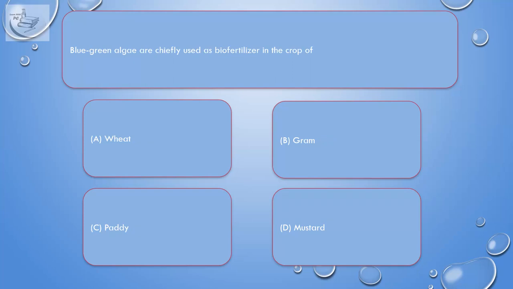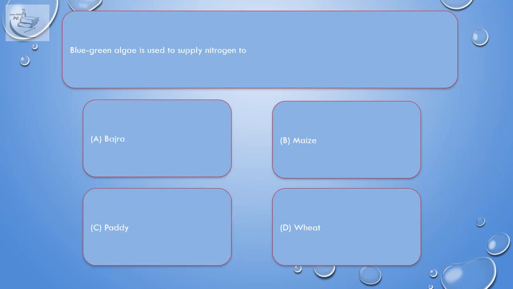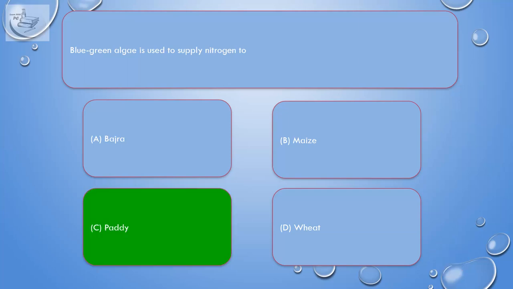Question: blue-green algae are chiefly used as biofertilizer in the crop of A. Wheat. B. Gram. C. Paddy. D. Mustard. Correct answer is C. Paddy. Question: blue-green algae is used to supply nitrogen to A. Bajra. B. Maize. C. Paddy. D. Wheat. Correct answer is C. Paddy.